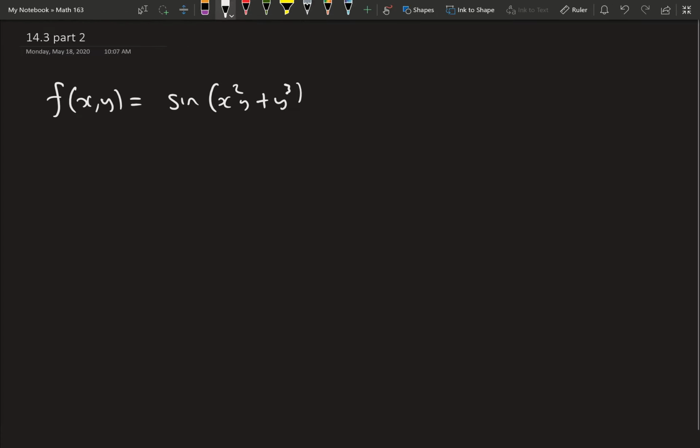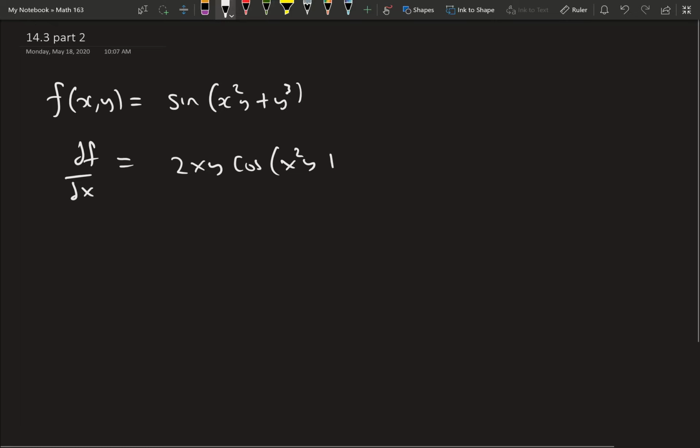Okay, we're going to continue with 14.3. We saw that given this function, ∂f/∂x was 2xy cosine of x squared y plus y cubed.